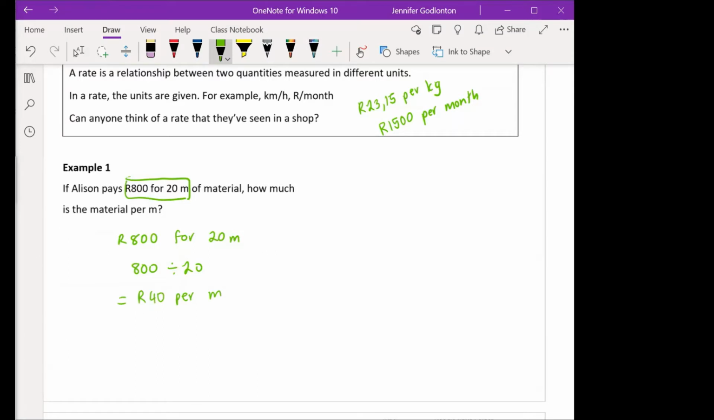Now, when we work with rate, which is a special form of a ratio, we get to do something quite sneaky. It's like a little cheat. I'm going to show you what it looks like.